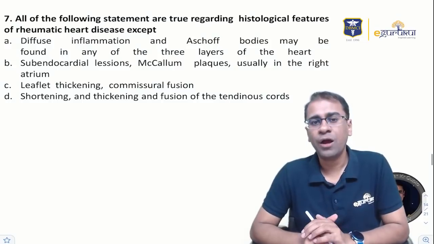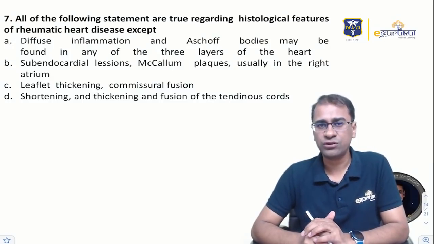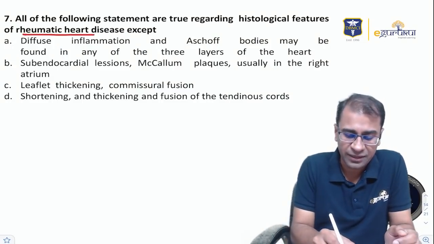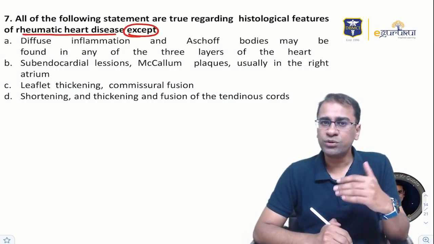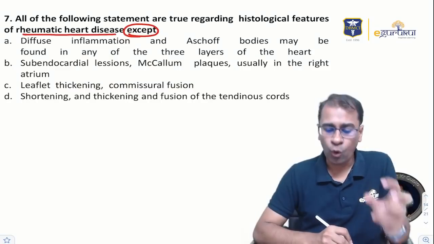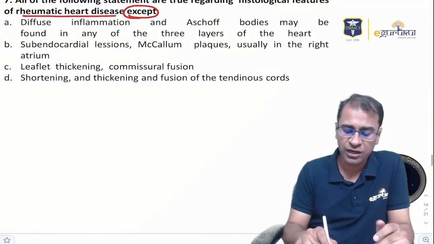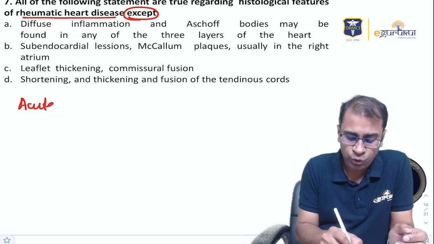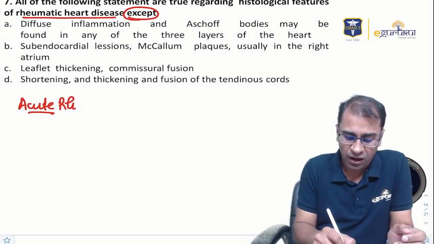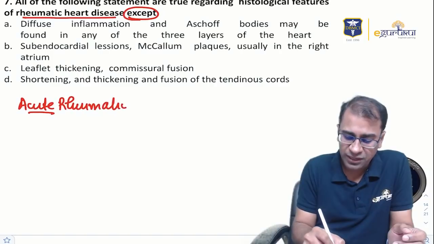Next question. All the following statements are true regarding the histological features of rheumatic heart disease, except. Rheumatic heart disease is all about vegetations, so I'll just tell you about the 4 vegetations you should know. First of all, let's understand the acute rheumatic heart disease findings. So what does acute rheumatic heart disease have?